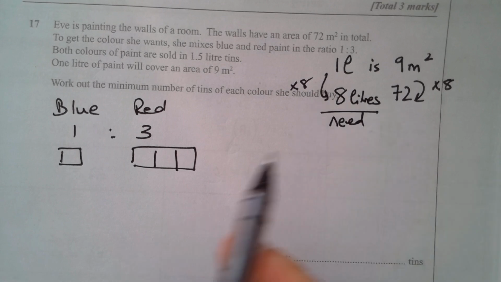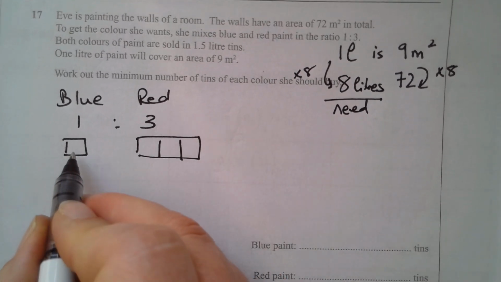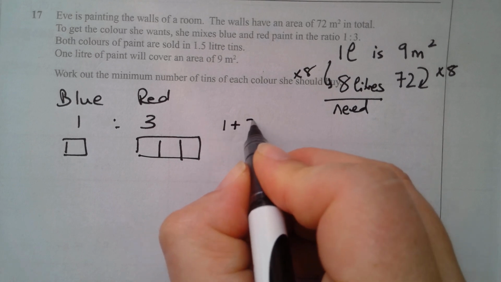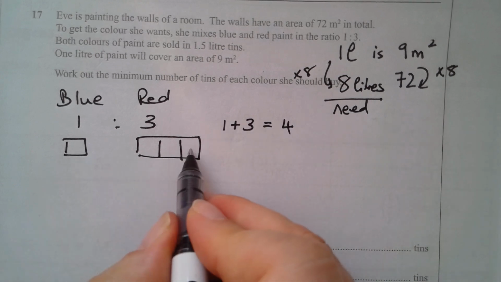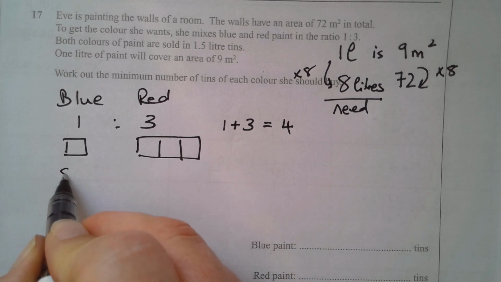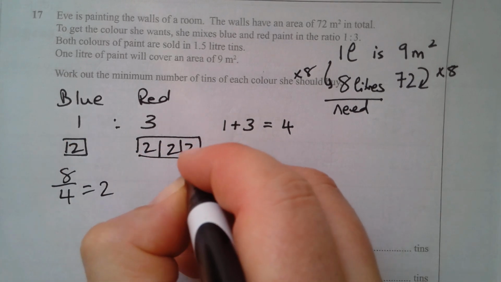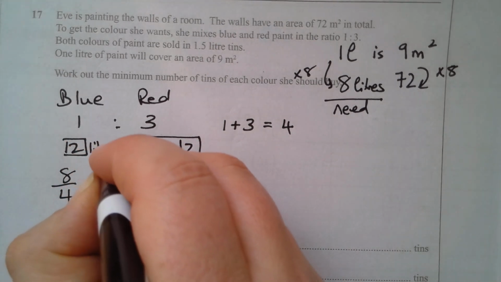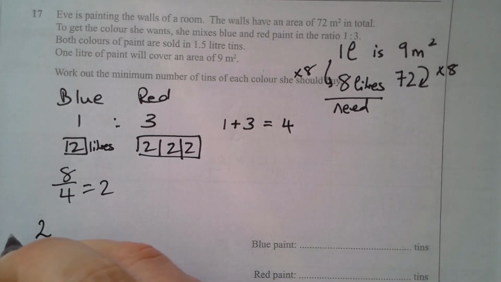That 8 litres needs to be in the ratio 1 to 3. So I take this 1 plus 3, which gives me 4. I've got those 4 boxes there. And 8 needs to be divided exactly into those 4. So each of these has 2 litres in it, all the way across. So blue paint, we need 2 litres.